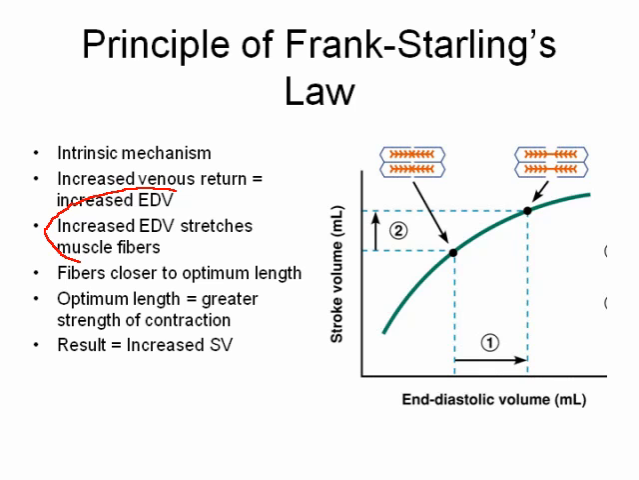So the increased end-diastolic volume stretches the muscle fibers, and this is going to bring them closer to optimum length, going to give greater strength of contraction, and the result is that a small change in volume coming in produces a bigger amount of stroke volume going out up to a certain point.